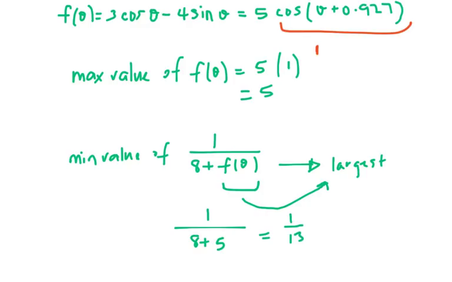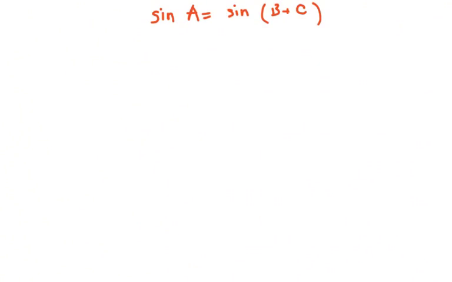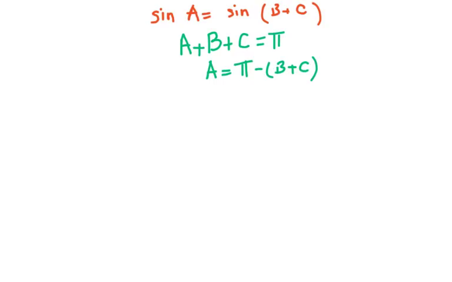That's our answer. So the last part of our question: given that the sum of the angles A, B, and C of a triangle is pi radians, we need to show that sine of A is equal to sine of B plus C. We were given that A plus B plus C is equal to pi. So therefore, A is going to be equal to pi minus B plus C. Now I'm going to start with my left-hand side, which is sine A, and I need to get that to be equal to sine of B plus C.